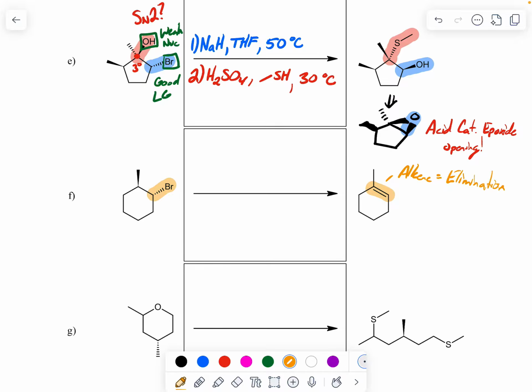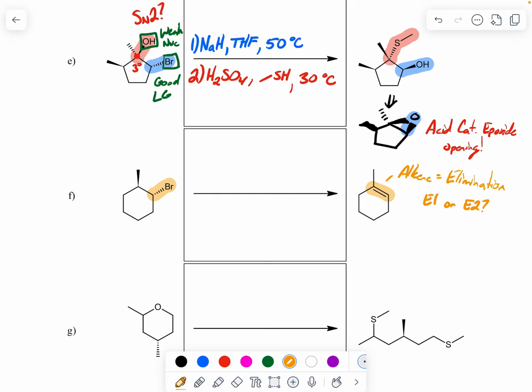However, for this elimination reaction, if we think about it as either E1 or E2, the question is, which one do we pick? Well, in this case, they're both forming the most substituted alkene. That's the tri-substituted alkene that we see there. So both E1 and E2 are completely viable.